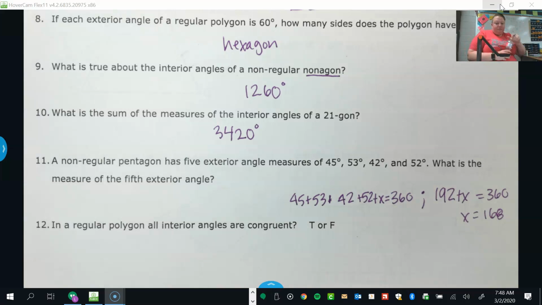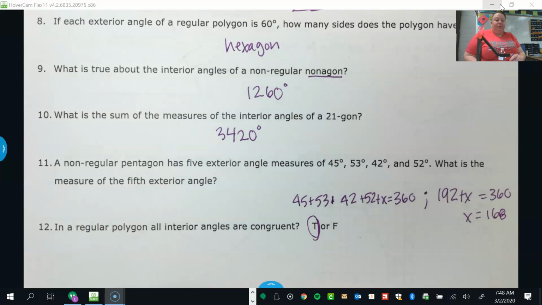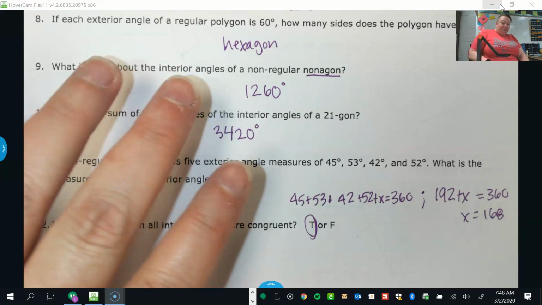In a regular polygon, all interior angles are congruent. That's true. That's what makes it regular, is that all the angles are congruent.